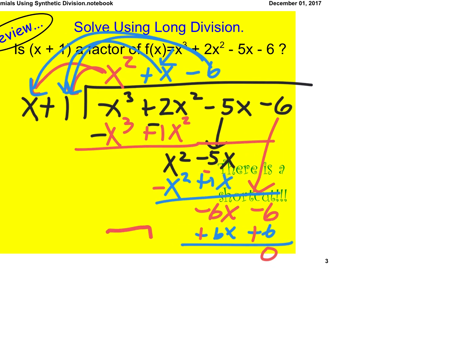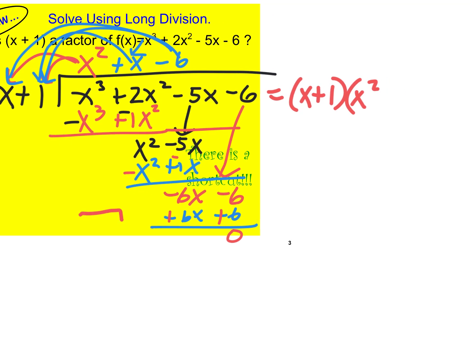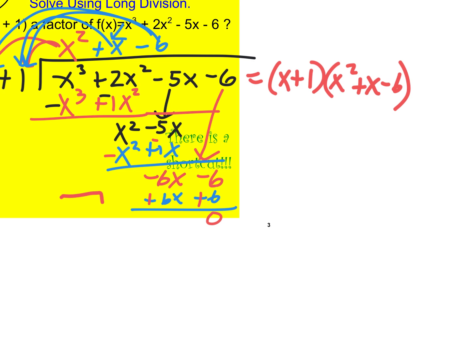A kid right here says, okay, so the answer is x plus 1 times x squared plus x minus 6. What's wrong with that? And if a million smart kids are sitting here stuck, it's because if you can factor it, you should. Do you get that x squared plus x minus 6 could factor? This is what happens in pre-calc over and over and over again. Why was this wrong? Because it wasn't factored all the way.